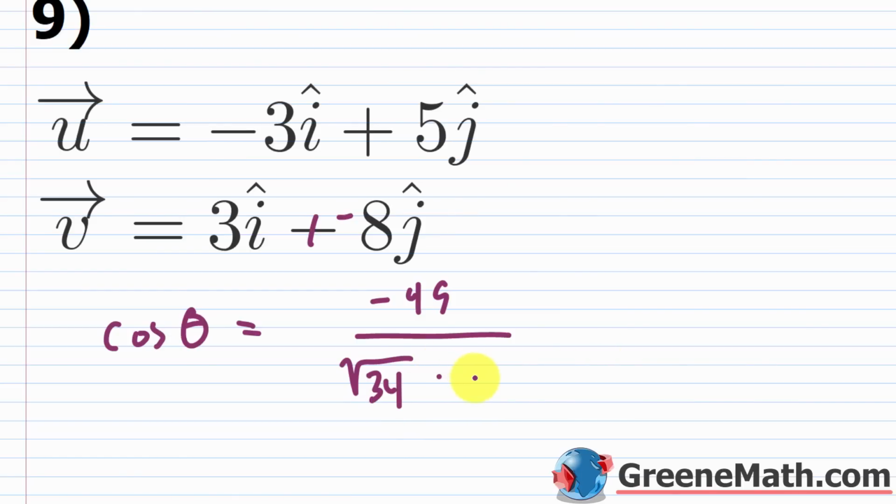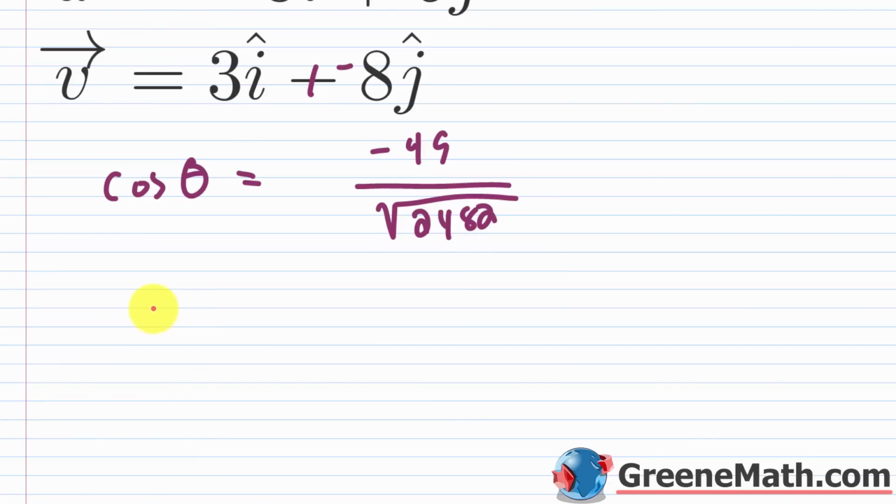The other guy is the magnitude of the vector v. So this is the square root of, you have 3 squared, which is 9, and then plus -8 squared is 64. And we know 9 plus 64 is going to be 73. So this would be the square root of 34 times the square root of 73 down here. Again, you can key this into your calculator, or you can say 34 times 73. That's going to be 2,482. So you can just say this is the square root of 2,482 down here.